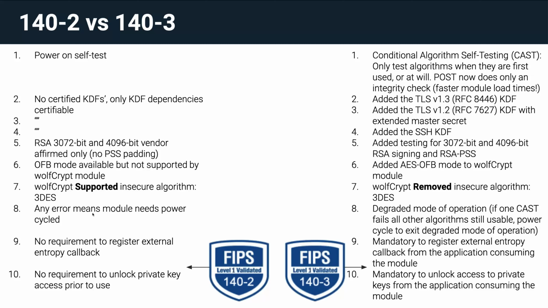Under 140-2, any error within the module meant that the module had to be power cycled to recover from the error state. With 140-3, now there's a degraded mode of operation that we support, and that means if a given algorithm fails its conditional algorithm self-test, it becomes no longer usable, but all the other algorithms and the module as a whole will continue to function. You do still have to power cycle to get out of degraded mode, but you can continue running in degraded mode.